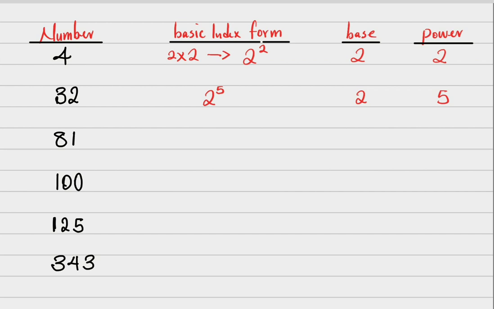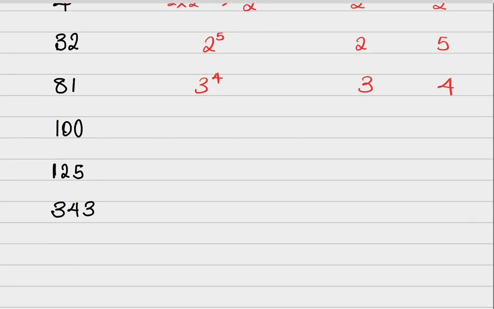Now look at 81. I know that 3 times 3 is 9, times another 3 is 27, times another 3 is 81. So it's going to be 3 raised to power 4. And the base is 3 and the power is 4. Then 100 is very simple to know. That is 10 times 10. So just 2 of them, 10 raised to power 2. Then the base is 10 and the power is 2.